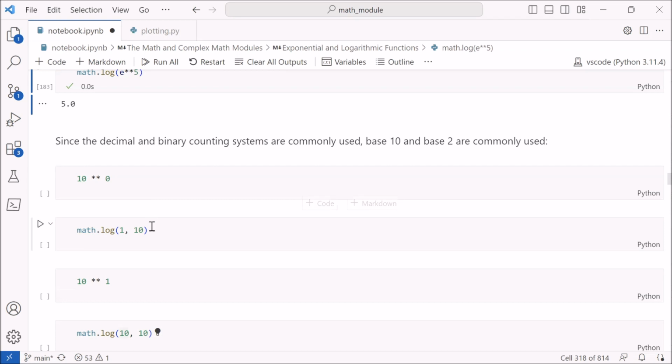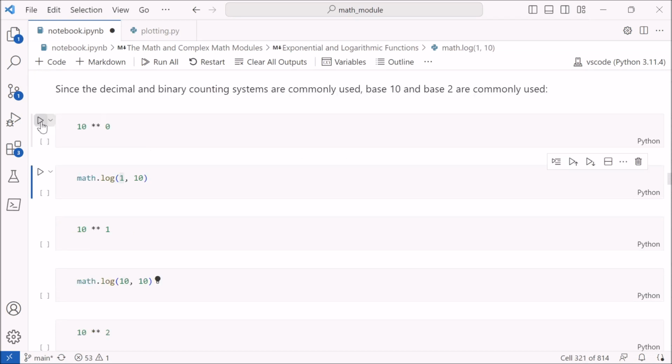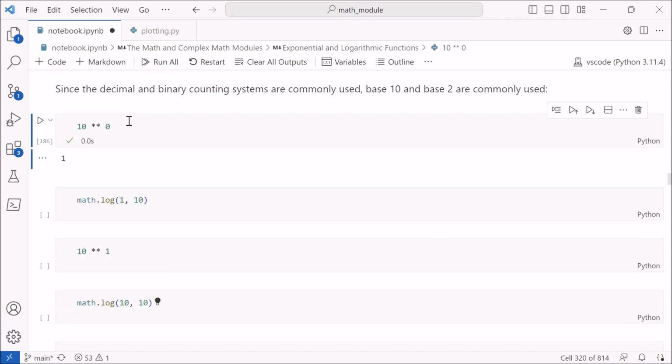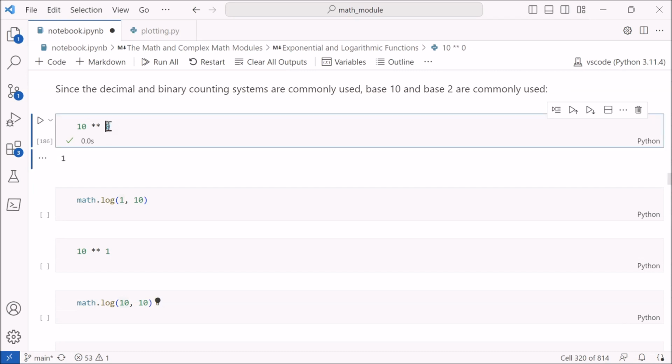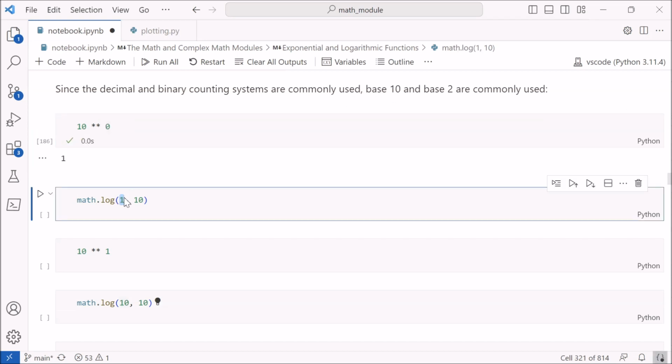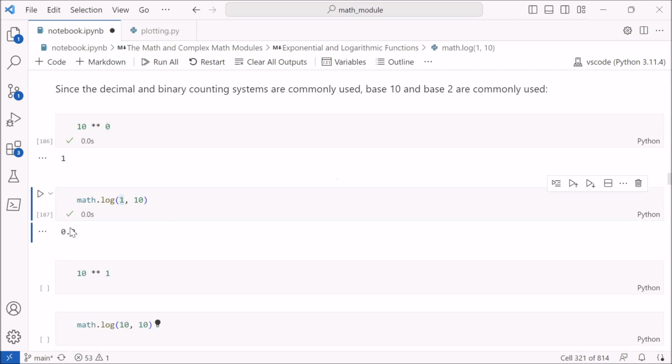Recall, we also use the decimal and binary counting systems quite commonly. So it's quite common to use base 10 and base 2. If we have a look at 10 to the power of 0, we get 1. So what we actually want now is to obtain this value 0 from this value 1 and this value 10. So if we specify this as 1 and this as 10, then we get 0.